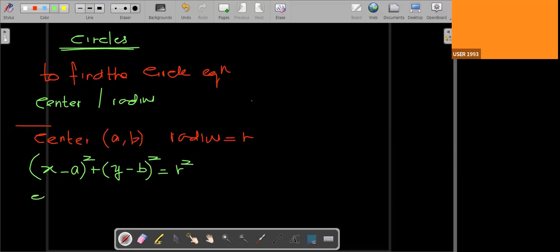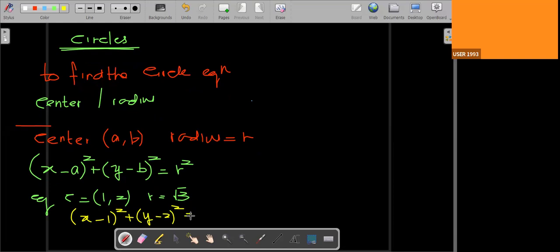For an example, if the circle's center is (1, 2) and the radius is, say, root 3, then the circle's equation is (x minus 1) whole squared plus (y minus 2) whole squared is equal to root 3 squared, which is 3. Did you get it?